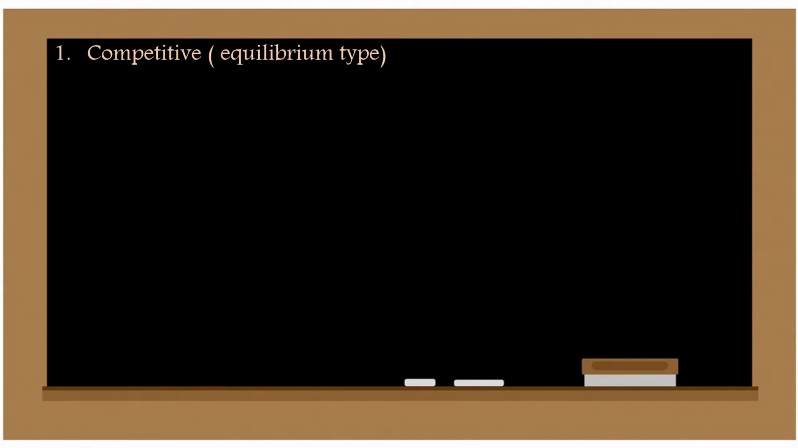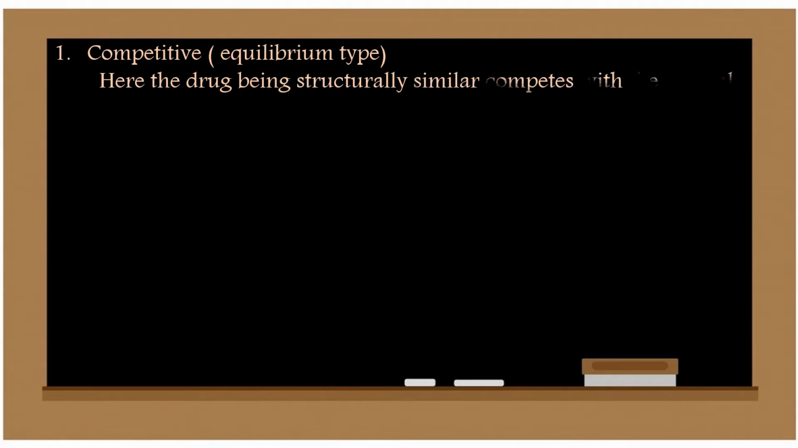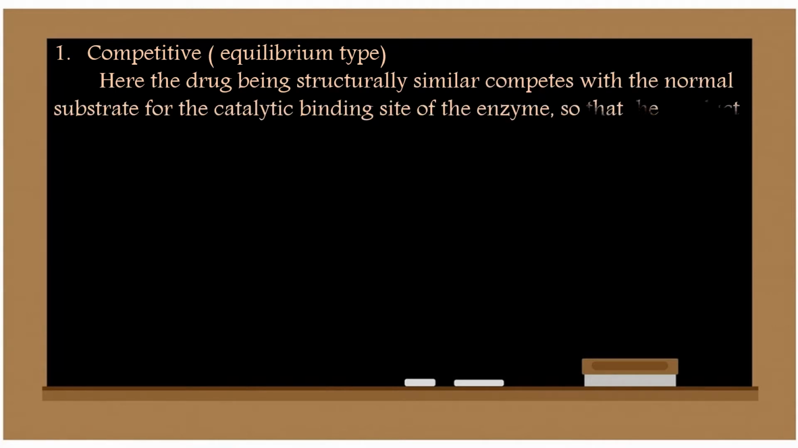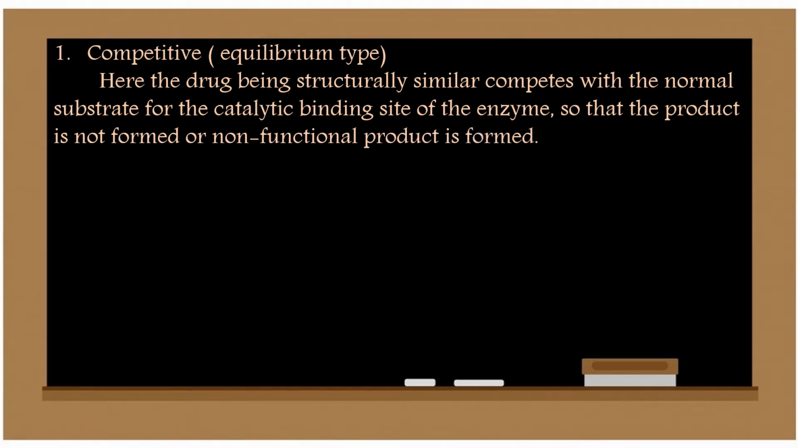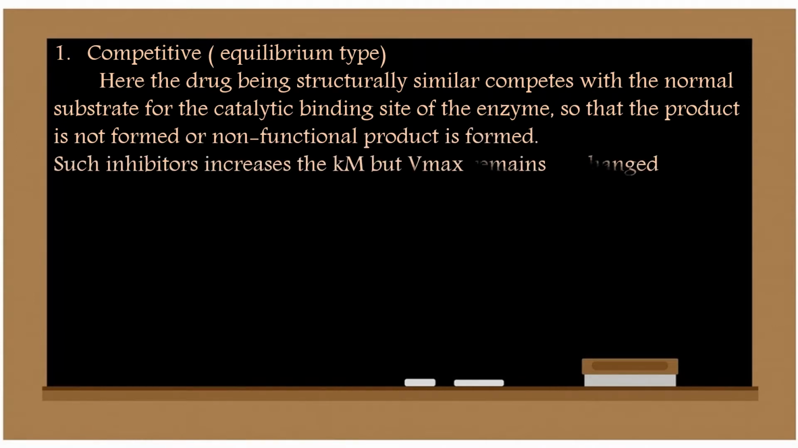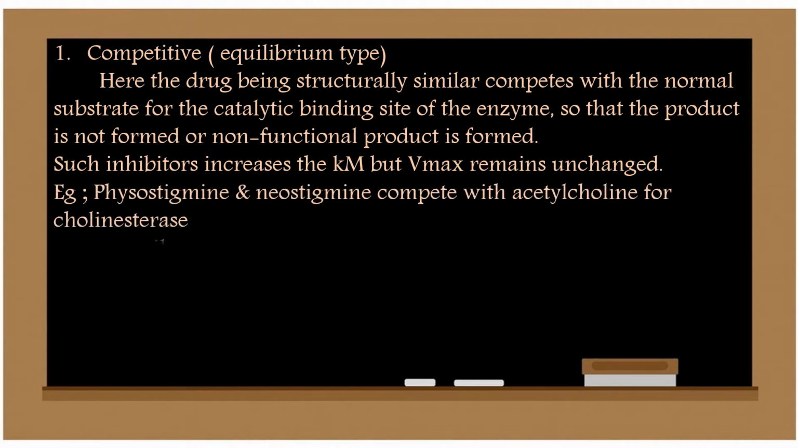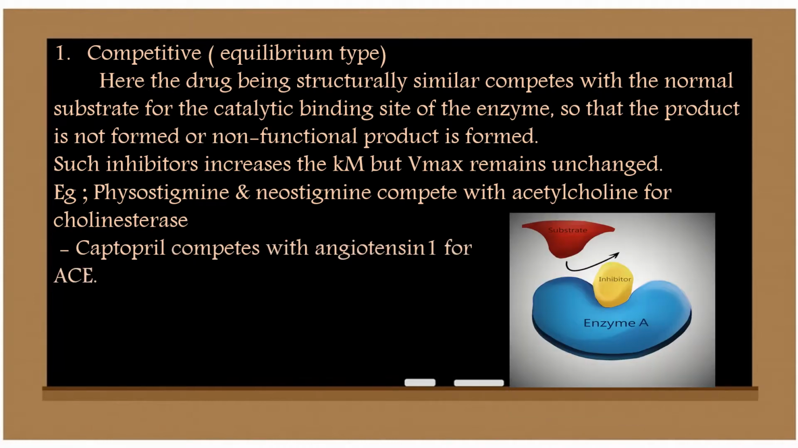Competitive equilibrium type inhibition. Here, the drug, being structurally similar, competes with the normal substrate for the catalytic binding site of the enzyme. So the product is not formed or a non-functional product is formed. Such inhibitors increase the Km, but the Vmax remains unchanged. For example, physostigmine and neostigmine compete with acetylcholine for cholinesterase. Captopril competes with angiotensin I for angiotensin converting enzyme.